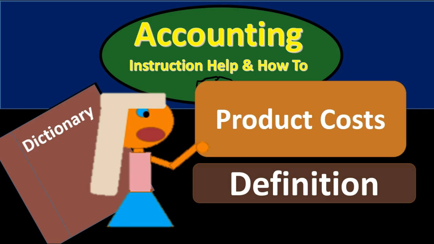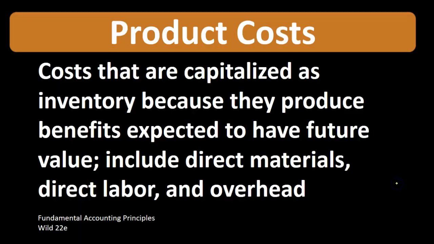Hello, in this lecture we will define product costs. According to Fundamental Accounting Principles, Wild, 22nd edition, product costs are costs that are capitalized as inventory because they produce benefits expected to have future value. They include direct materials, direct labor, and overhead.